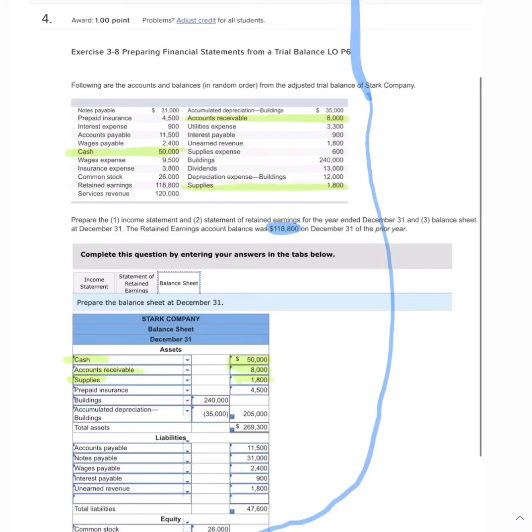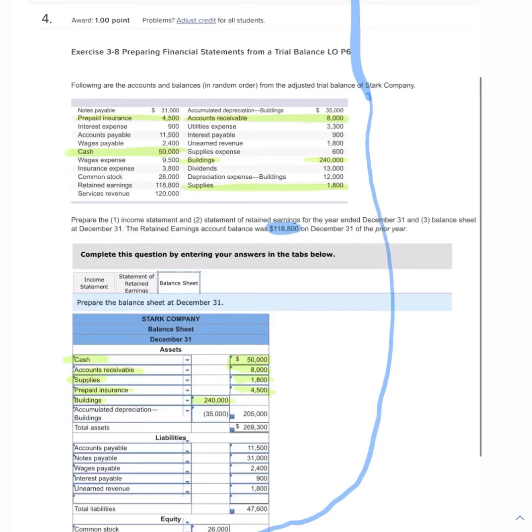Next, I have prepaid insurance for $4,500. So I will now pull through that prepaid insurance account for $4,500. And here's where it gets a little bit tricky if you don't really know what you're doing. Okay, so it's with this buildings account. So the first thing I've got to do is find that buildings account. There it is for $240,000.